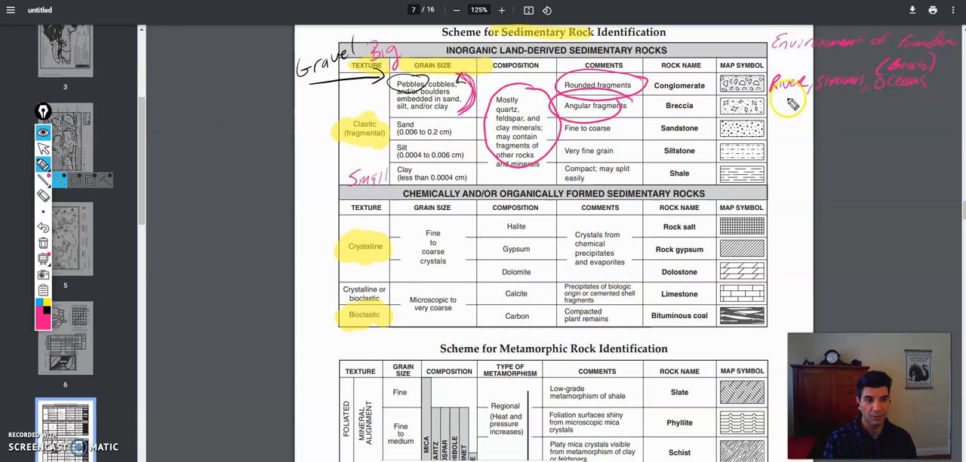No guesses? Yeah, right, Tara. You definitely find it on land.